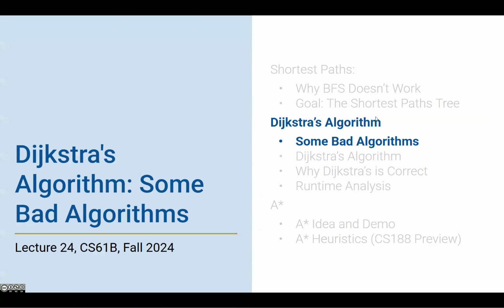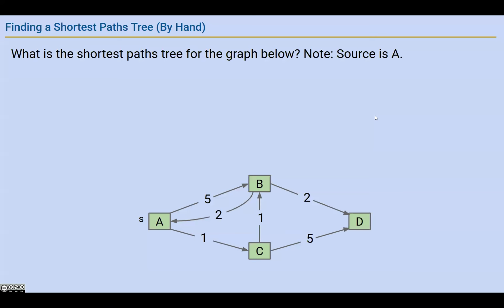All right. Now that we have some intuition behind what we're trying to do, let's come up with some algorithms to create these shortest path trees. We are going to start off with some bad algorithms, and we're going to build from there. So first off, let's take this as a toy example, where we're trying to find the shortest path tree starting from A. Let's take a minute to figure out what the shortest path tree is going to be for this graph. Feel free to talk to your neighbors on this.